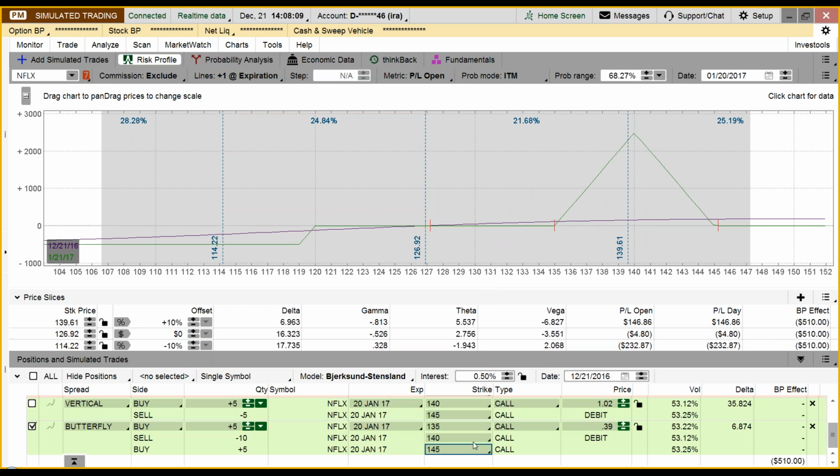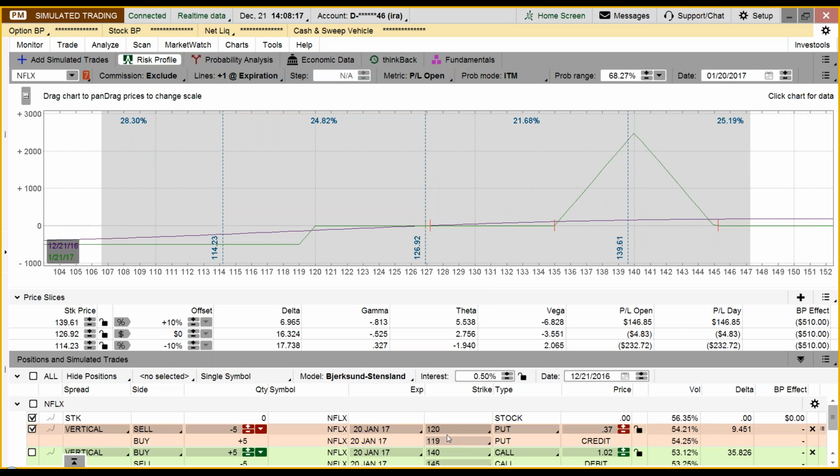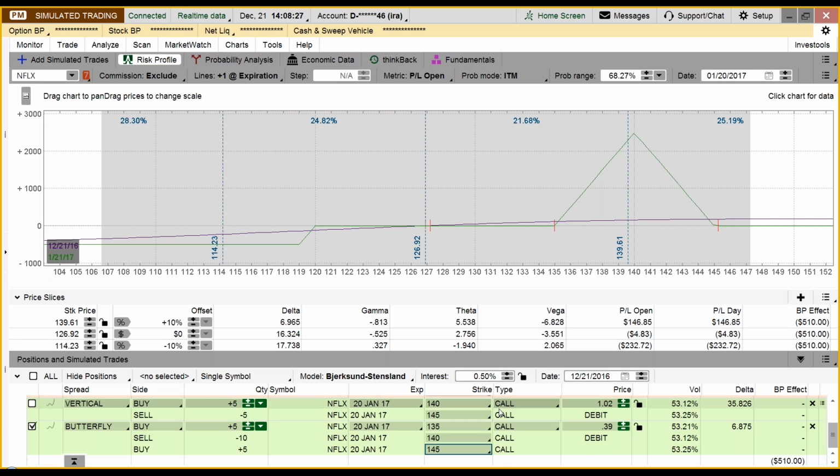Here we go. So what we're doing here is we're selling 5 of the 120, 119 put spreads for 37 cents. So we have a max risk of $512 on 5 contracts. And we can buy the 135, 140, 145 call butterflies for 39 cents. And we can almost get that on for even money, giving you risking 510 to make 2400, so it's almost a 5-1 risk reward if it goes in our favor.